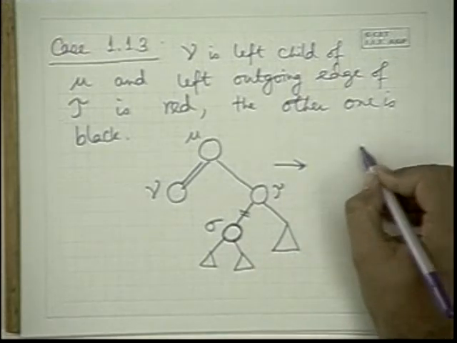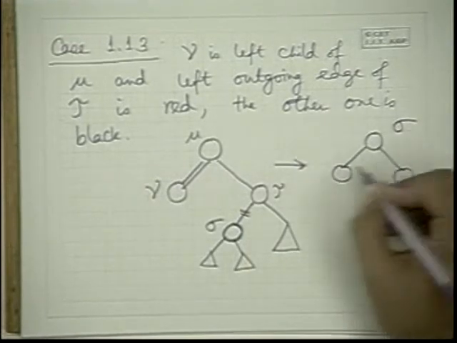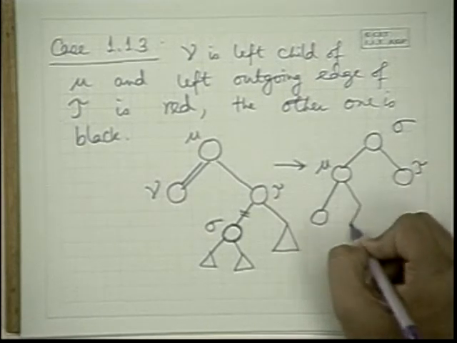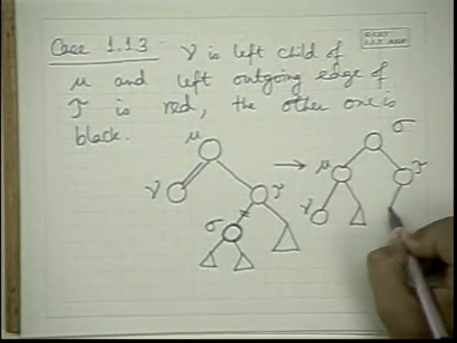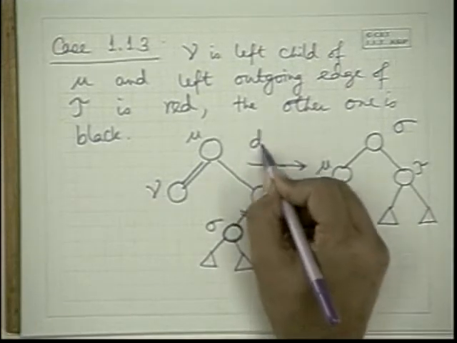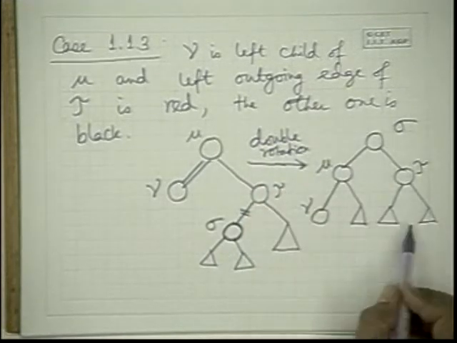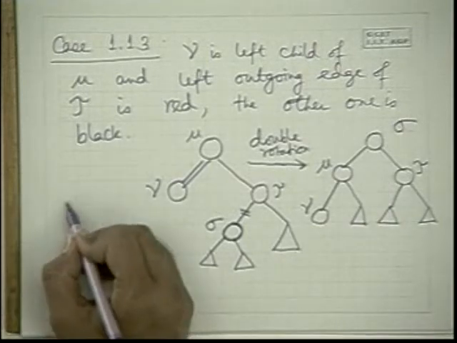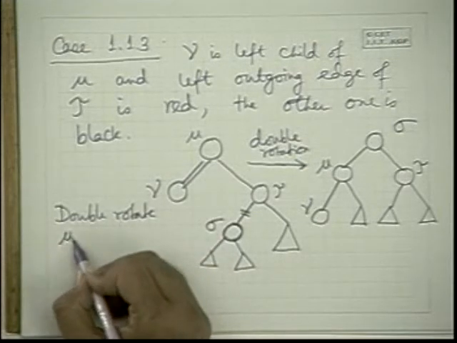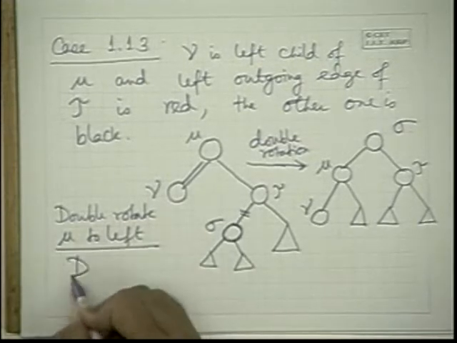So if we double rotate, it becomes this, and again you verify it. This will take care of all cases. I'll not go into the details of this one. This is the double rotation, and you will be done in this case. Again, you don't have to propagate. So here it is double rotate mu to left, and it spins, and we will be done.